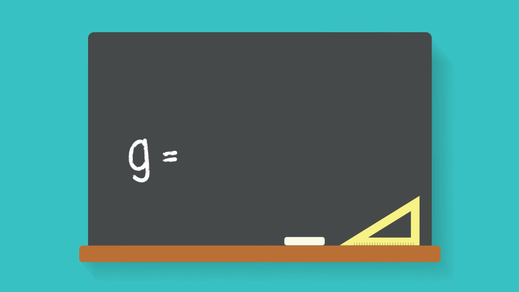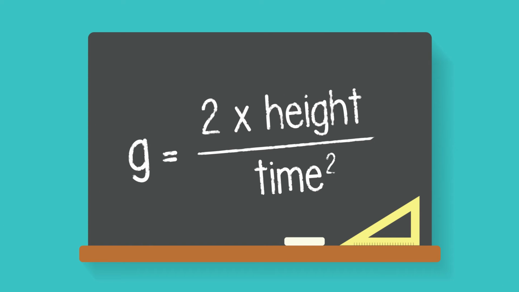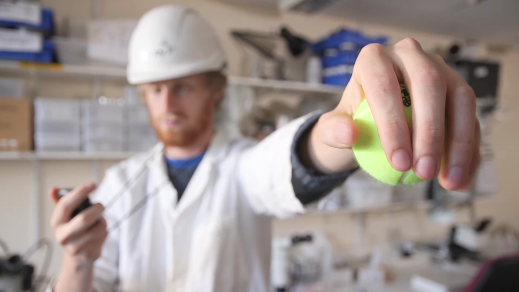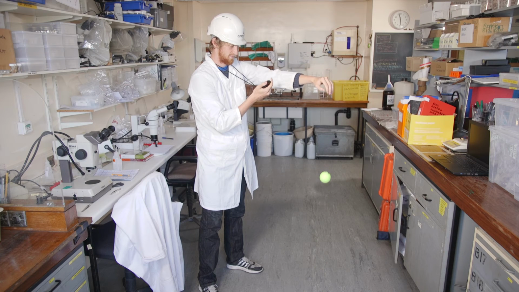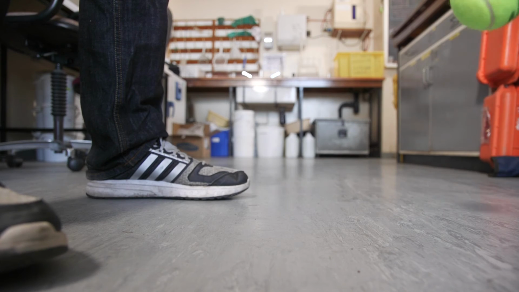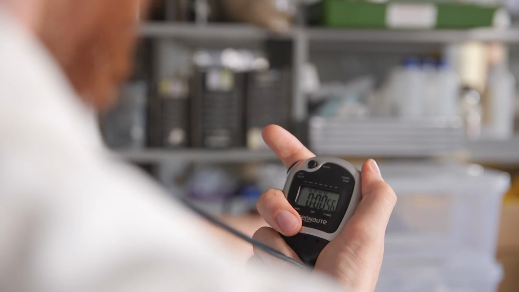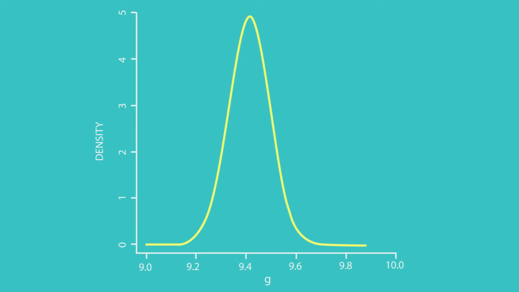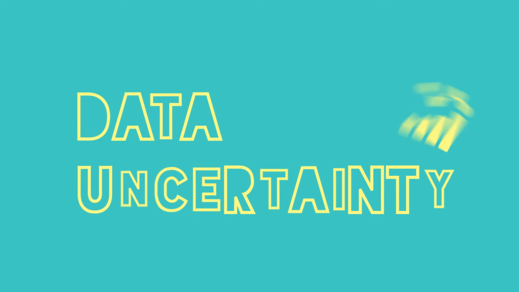Now suppose we want to estimate the gravitational coefficient of Earth. If we measure the time it takes for a tennis ball to drop from a fixed height, we can calculate g. I know that the stopwatch has an error that is normally distributed with a mean 0 and variance 0.25. This is an example of data uncertainty.